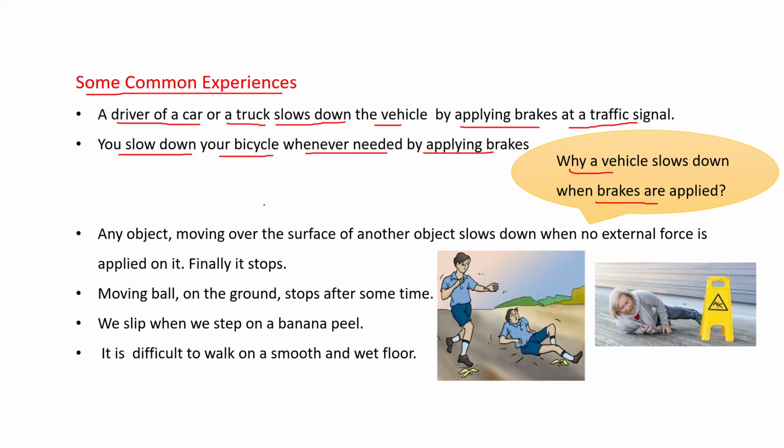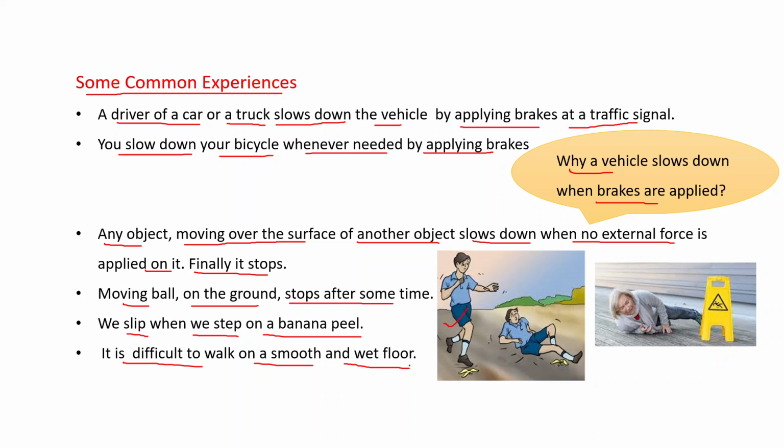Let us see some more observations. Any object moving over the surface of another object slows down when no external force is applied on it. Finally, it stops. A moving ball on the ground stops after some time. We slip when we step on a banana peel, like this. It is difficult to walk on a smooth and wet floor.